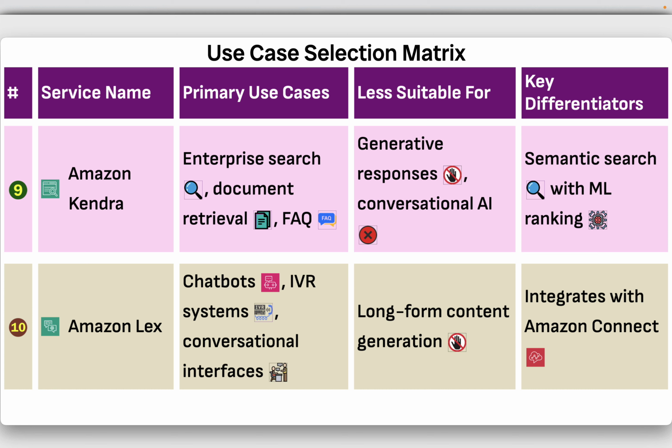Next, we have Amazon Lex. Primary use cases are chatbots and IVR. IVR is interactive voice response, IVR systems, and conversational interfaces, but it is less suitable for long-form content generation. Key differentiators are it integrates with Amazon Connect.